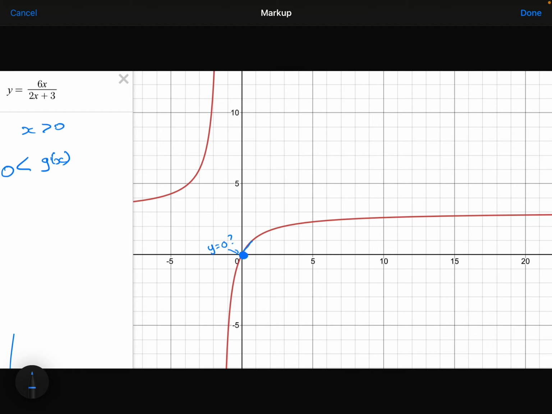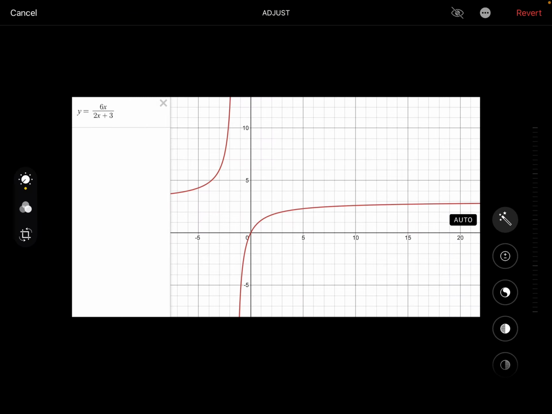So y could be bigger than 0, and then it goes up and up and up, and then we can see it tends towards this asymptote and gets closer and closer and closer to this asymptote, which is the asymptote of y equals 3. So we can see that the function gets closer and closer to 3, but never actually touches it. So therefore, my range is that g of x has to be bigger than 0, but less than 3. That's part A of the question done.